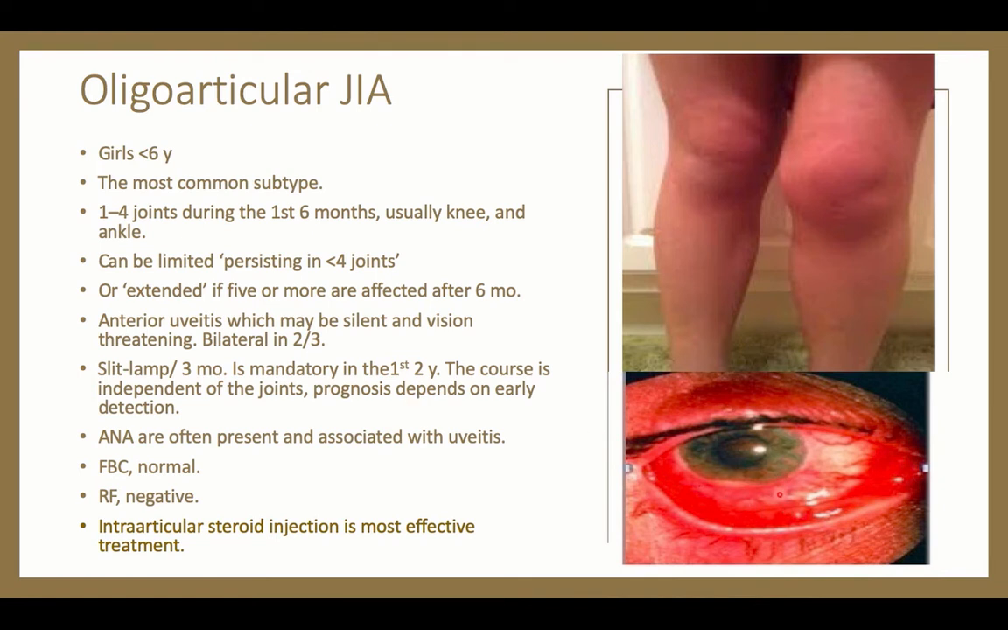This picture shows anterior uveitis that can be complicated by keratopathy, can be complicated by synechiae, and ending finally in vision loss. ANA, or anti-nuclear antibodies, are often present, and when ANA is positive, the risk for uveitis is higher. This is very important, and you would be asked about it in the exam frequently. Full blood count here is normal, rheumatoid factor is negative. The most effective treatment line is intra-articular steroid injection.